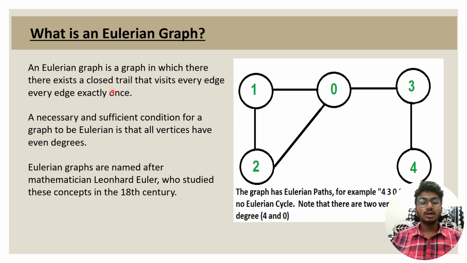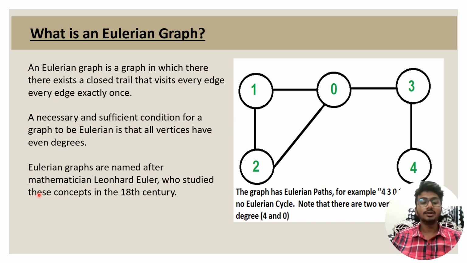Firstly, what is an Eulerian graph? An Eulerian graph is a graph in which there exists a closed trail that visits every edge exactly once. A necessary and sufficient condition for a graph to be Eulerian is that all vertices have even degrees. Even degrees, that is, it may be two connections, or four, or six, or any more, but it should be even.